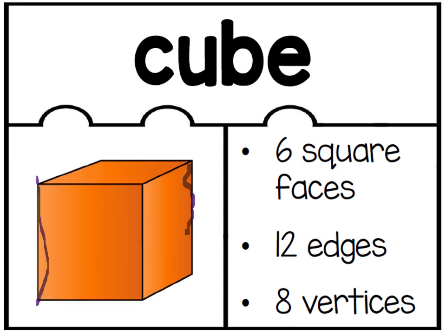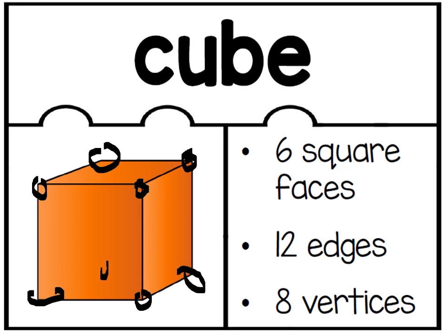Cubes also have vertices. Vertices are just like what we learned about in 2D shapes. They're sort of like the corners. They're where 2 edges or 3 edges meet each other. This cube has 8 vertices, 4 on the top and 4 on the bottom. So 1, 2, 3, 4, 5, 6, 7, and then there would be an 8th back here. 8 vertices.